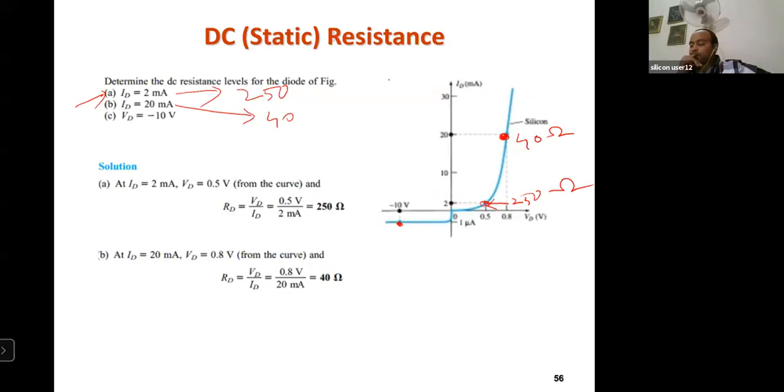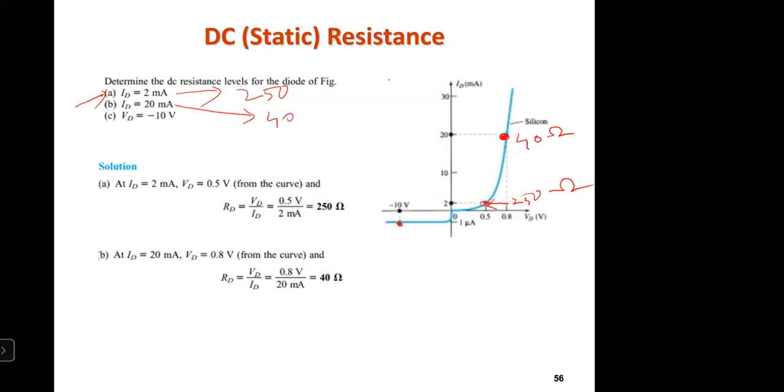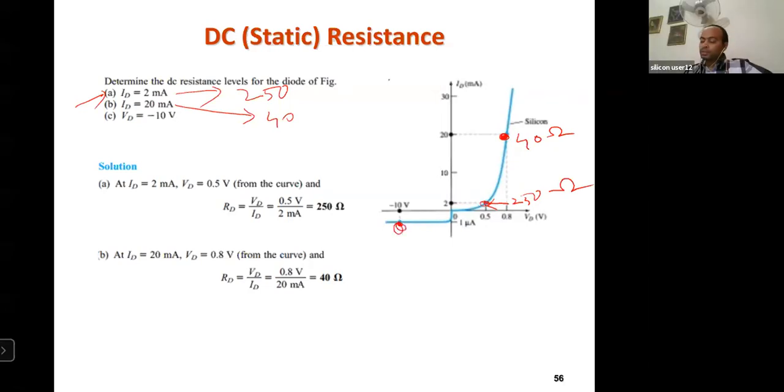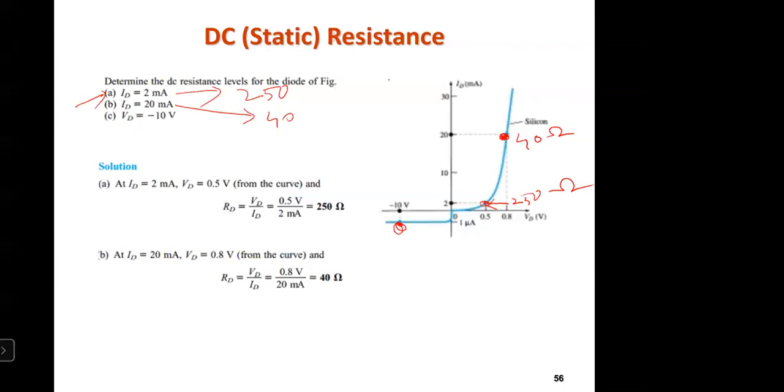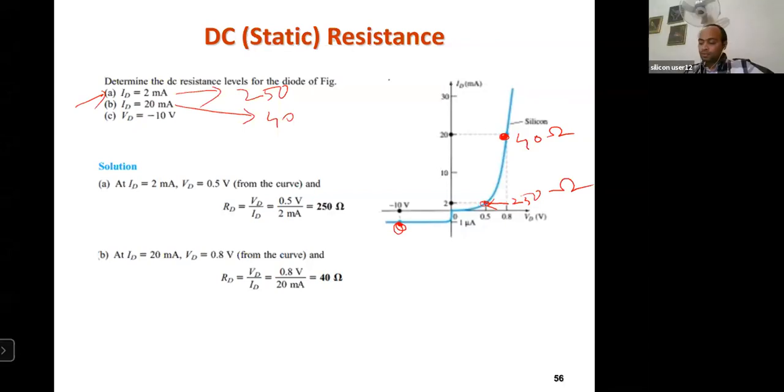Why are we saying it is less? More, sir. Why is it more? Why is the resistance more at this point? Because the current is less, and resistance is inversely proportional to current. We can also solve with the slope method, sir. Yes, that will do.